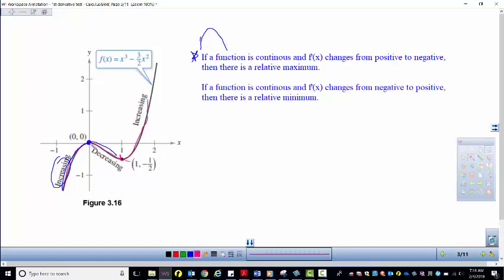If your function is decreasing and goes to increasing, that's a minimum. So my function was decreasing and then increasing. That's a minimum. In the world of derivatives, that means your derivative was negative, and then your derivative was positive. So your derivative was less than 0 and then greater than 0.